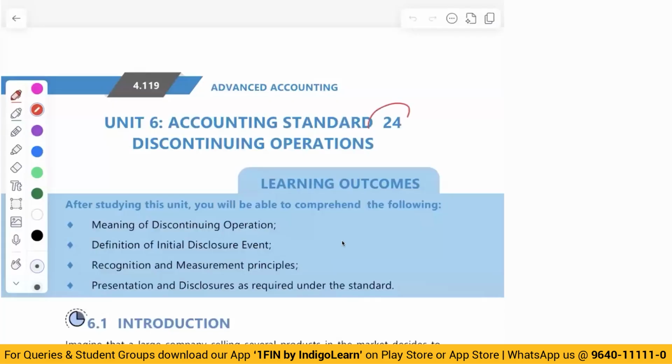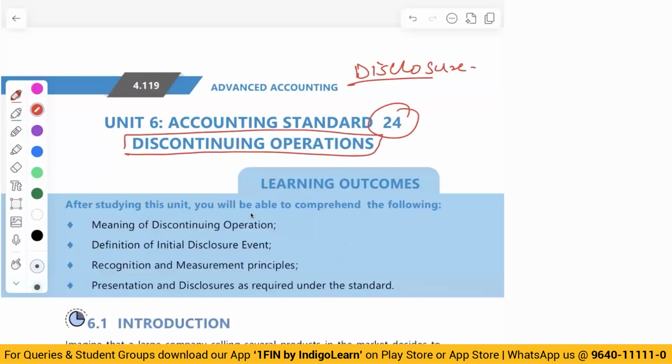We'll start with Accounting Standard 24. Now, as far as this particular standard is concerned, again, it is a disclosure-based standard. This does not tell us largely what to compute, how to. They say what to compute, but largely it is based on disclosure. Okay. Now, what is the disclosure about? Disclosure is about something called discontinuing operation. Now, what is this discontinuing operation?